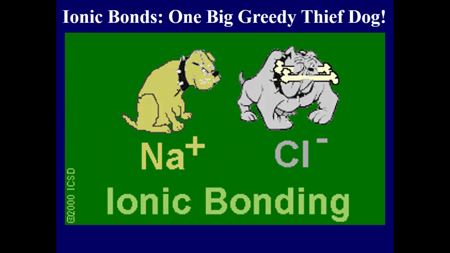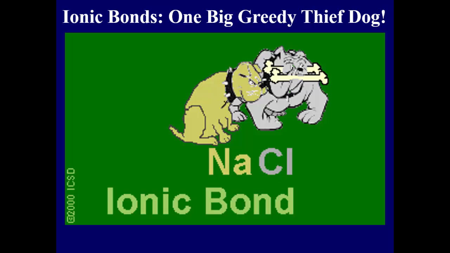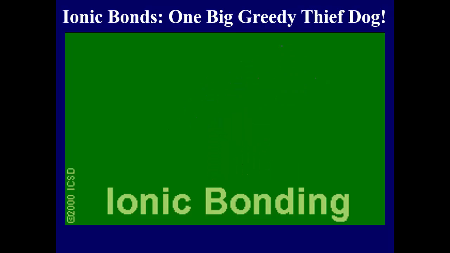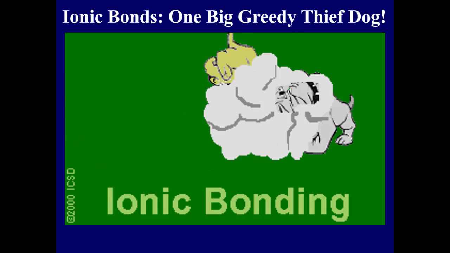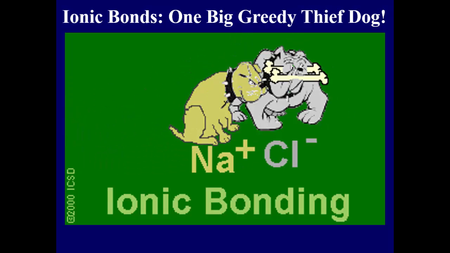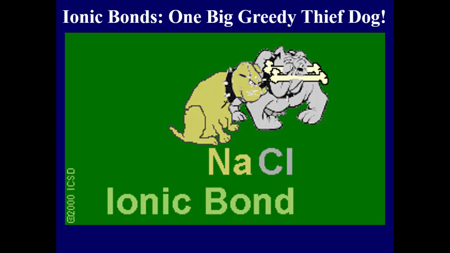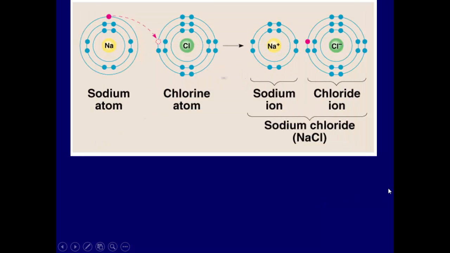Okay? Another way of thinking about it, these dogs are fighting over a bone. The big dog steals the bone, and the little dog is attracted to him because he wants that bone. So opposites attract. They're drawn to each other, an ionic bond. There's another diagram that shows it. The sodium ion gives up an electron, the chlorine accepts it, and in doing so they become positively charged and negatively charged, and they're drawn to each other.